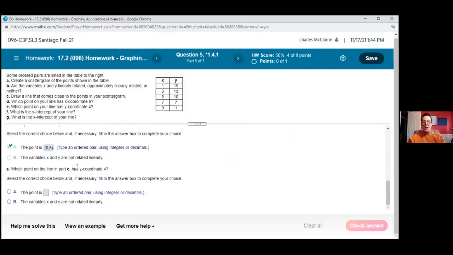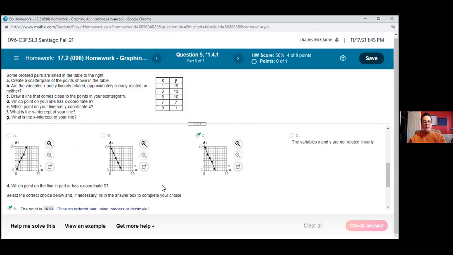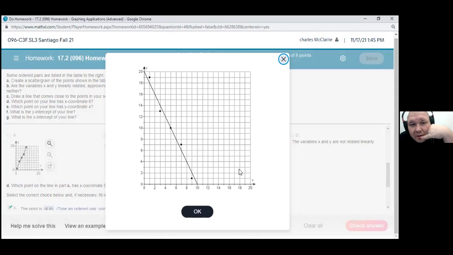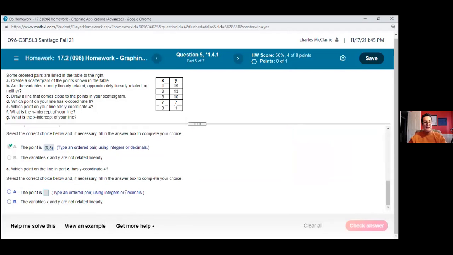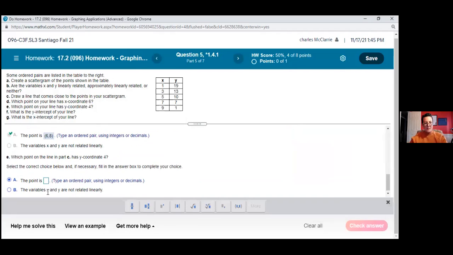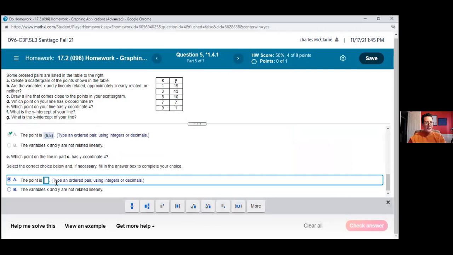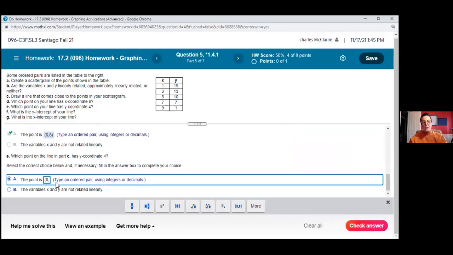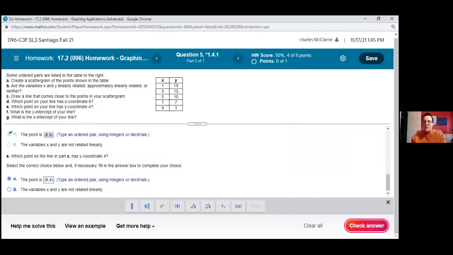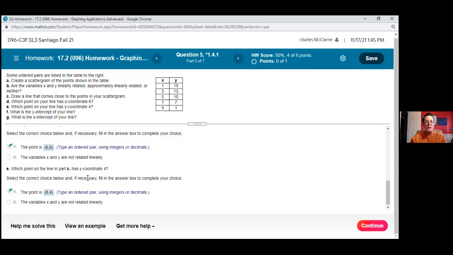Which point on the line in part C has y coordinate 4? Go back to that graph. Yep, blow it up. So go to where the y is 4 and then go over to, yep, perfect. So what's that ordered pair? That ordered pair would be 8, 4. Perfect. Go ahead and type that in. You see that as we're going through this, we're using the information that we uncover to answer the next part. We're constantly using the information that we are uncovering. Continue.